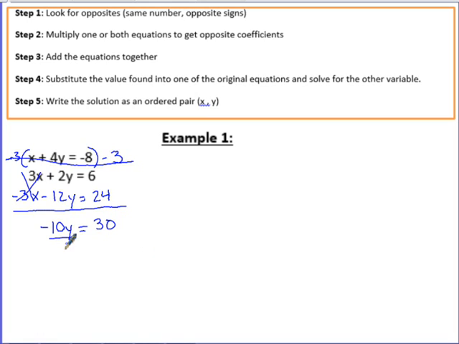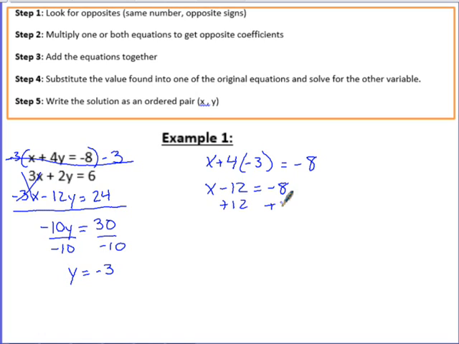Now I'm going to solve for y. And I get y is equal to -3. So there's 1/2 of my solution. To get the next half, I'm just going to plug it in. Again, doesn't matter which equation, I'm just going to go with the first one. So I have x plus 4 times -3 equals -8. So x minus 12 equals -8. Add 12 to both sides. X equals 4. So my solution is an ordered pair, 4, -3.